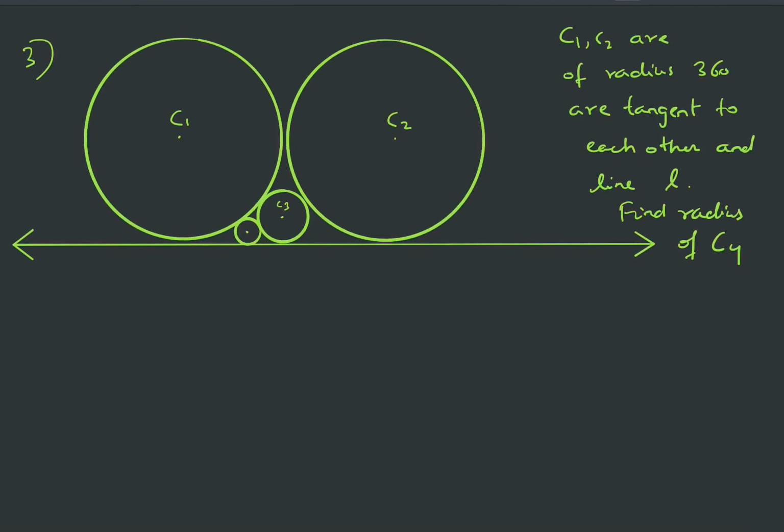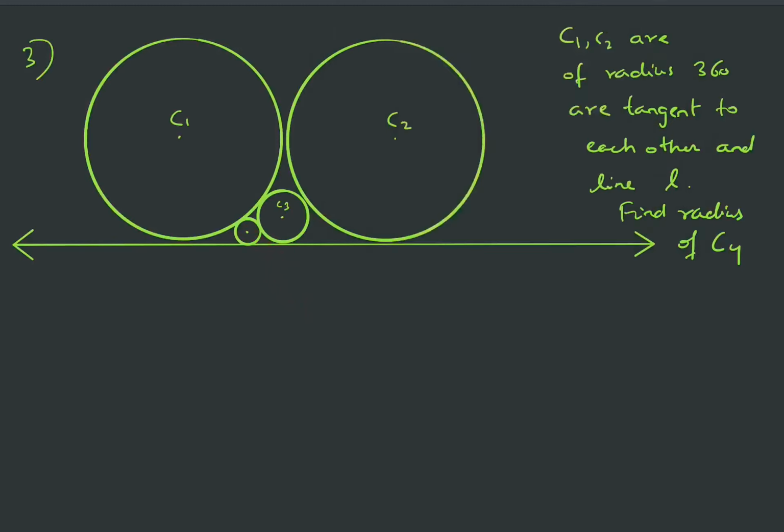Okay, so here these two are the circles C1, C2, which are touching each other and the line, and a circle C3 is touching both C1, C2 and the line, and there is a circle with center C4 which is touching C1, C3 and the line. It is given that the radii of C1 and C2 are both equal to 360, and you need to find the radius of this smaller circle C4. Okay, this center is C4. I have not named it because there is no space.